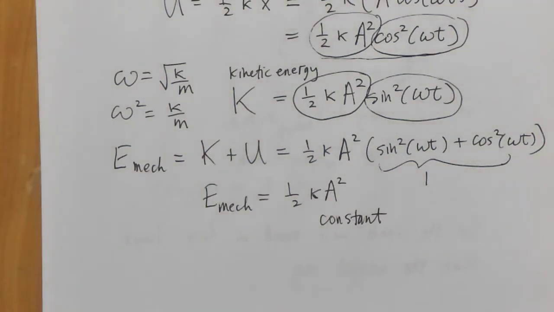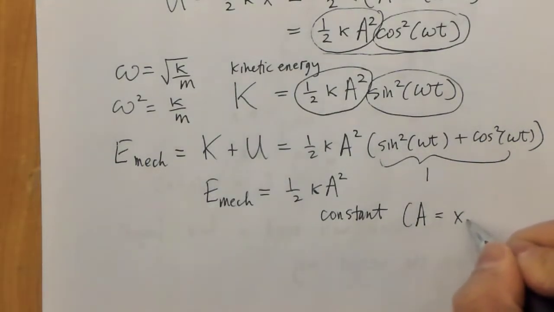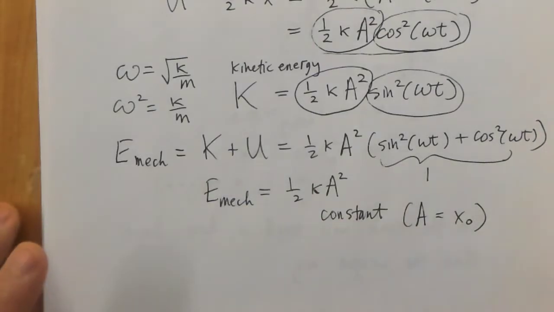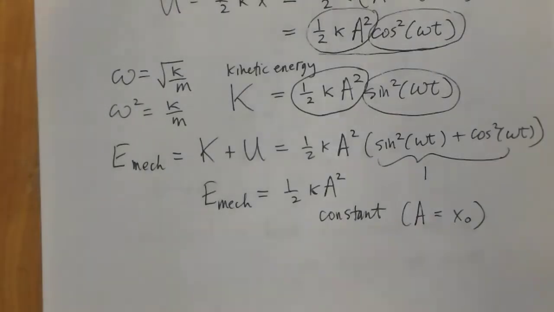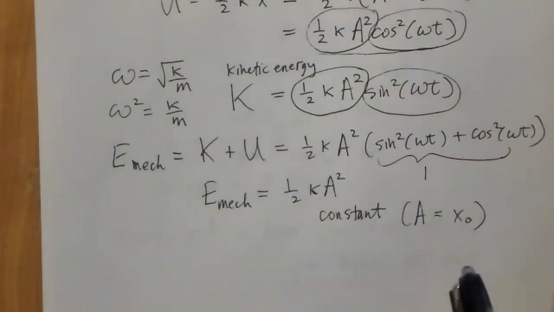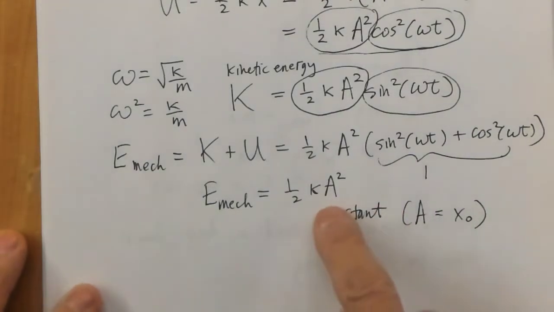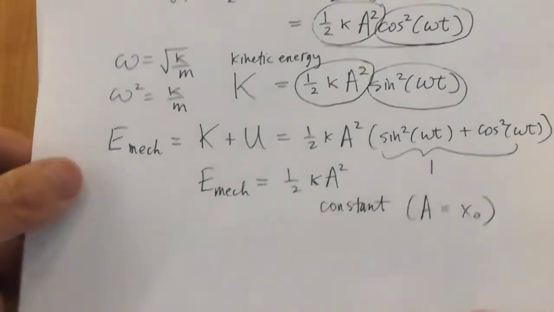Okay. So if I release the mass from rest, from initial position x0, remember I said that A is equal to x0. So if you want to make a connection with that, just plug it in here. Are there any questions about this? So if I have a mass on a spring and it's oscillating, then the total mechanical energy of the system is a constant. It's 1/2 the spring constant times the amplitude squared.